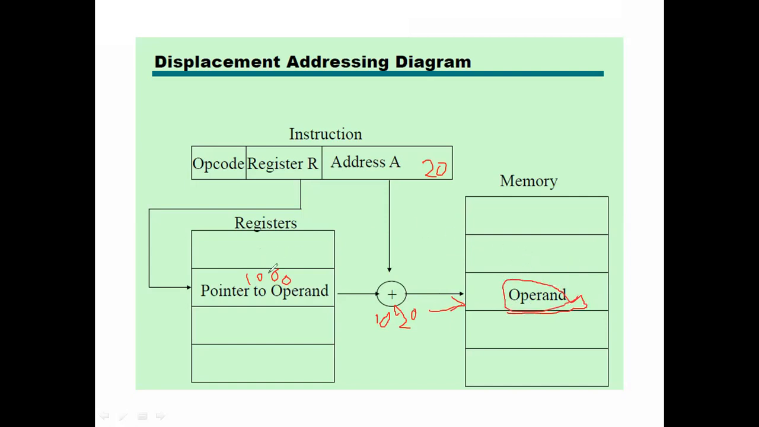Okay, ma. So register R contains the memory location of the operand. This address A is a index. So here this 1000 and this index will be added. Then the resultant memory location having the operand. Okay, ma. The resultant memory location having the operand. Okay, this is about the displacement addressing mode. Okay, ma.